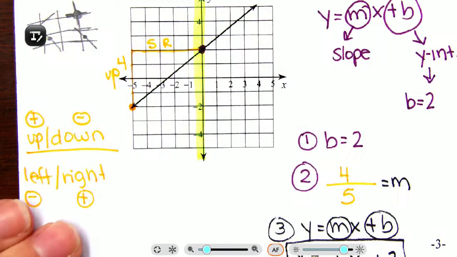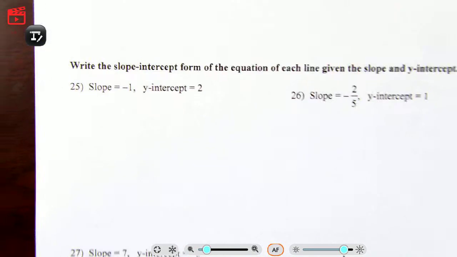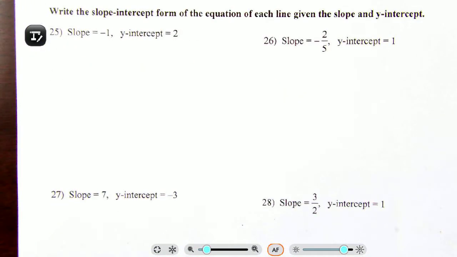I'm going to leave number 22 for you to do on your own. Let's take a look at the back. I'm going to leave number 23 and 24 for you to do on your own. Let's look at number 25. Number 25, let's read the directions together.